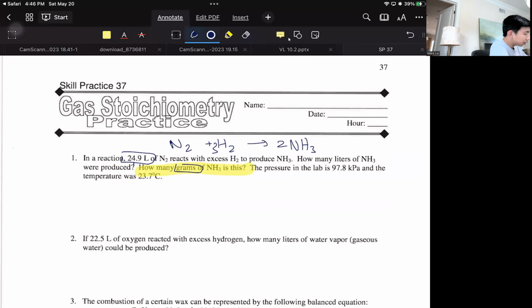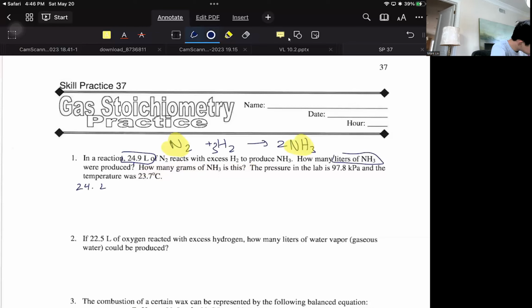So gas stoichiometry is just the table type of thing. Actually, hold on. The first question we should be answering is how many liters of NH3 are produced? So basically, we have 24.9 liters of nitrogen, and we want to find out the liters of NH3, right? So we're going from liters to liters, it's just volume to volume. And when we go from volume to volume, we can just use the mole ratio.